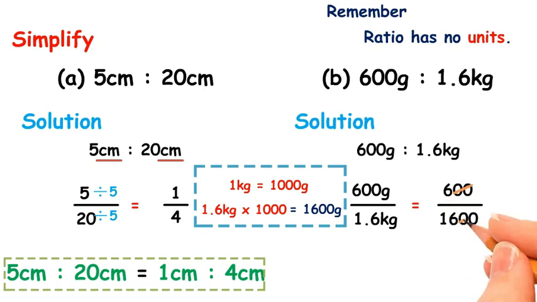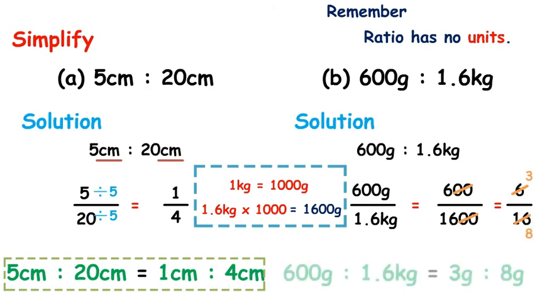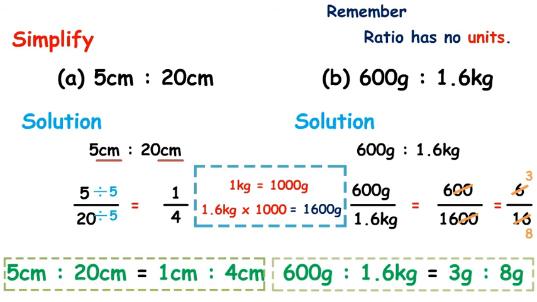Zeros can be cancelled out. 6/16, by dividing by 2. 6/16 equals 3/8. 600 grams is to 1.6 kilograms equals 3 grams is to 8 grams.